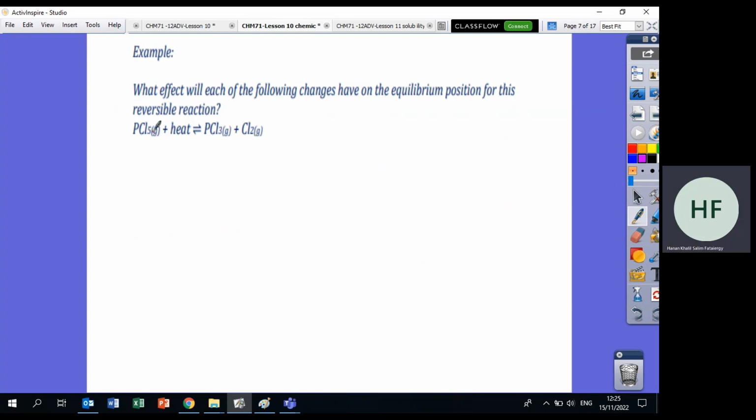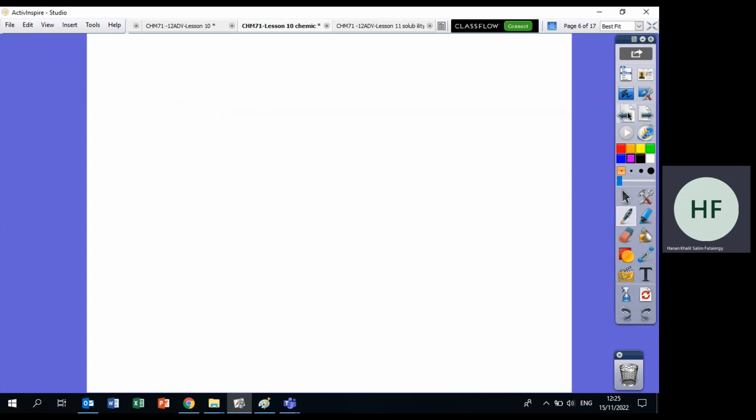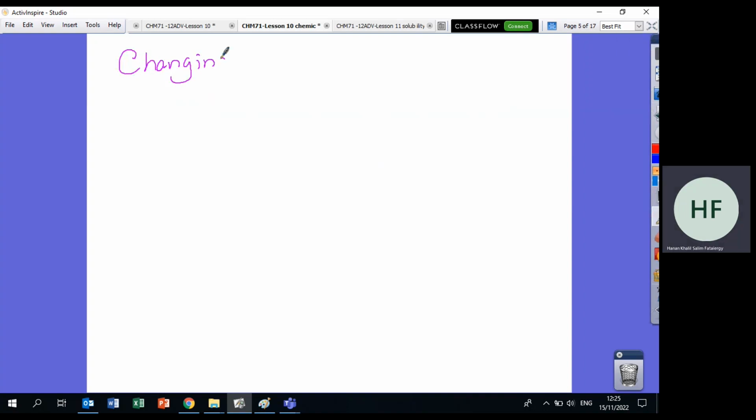Okay, now let's look here. What happens when we add PCl5? What happens when we add PCl3 and Cl2? So what about heat? What happens if we increase the temperature of the reaction or if we decrease the temperature of the reaction? Now I will be explaining the change in temperature. Previously we explained changing the amounts of reactants and products. Now we will see changing temperature.